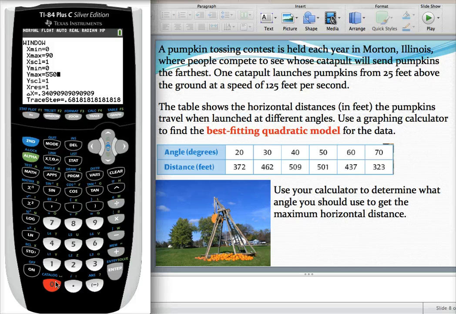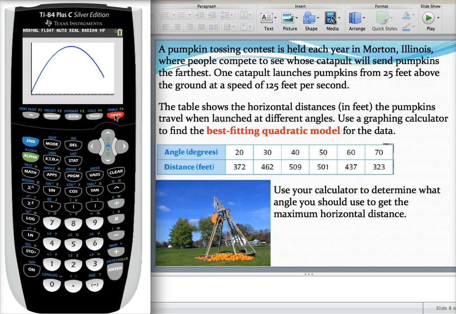And what we want to be able to see is the vertex of our parabola, because we want to maximize the distance. The vertex represents a maximum value. So if I graph, as long as I see the vertex, I should be good to go. If not, I'll adjust my window. It looks like, yep, I just make it. So I can see that there's my vertex. Let's go ahead and find that vertex so I can maximize my distance.